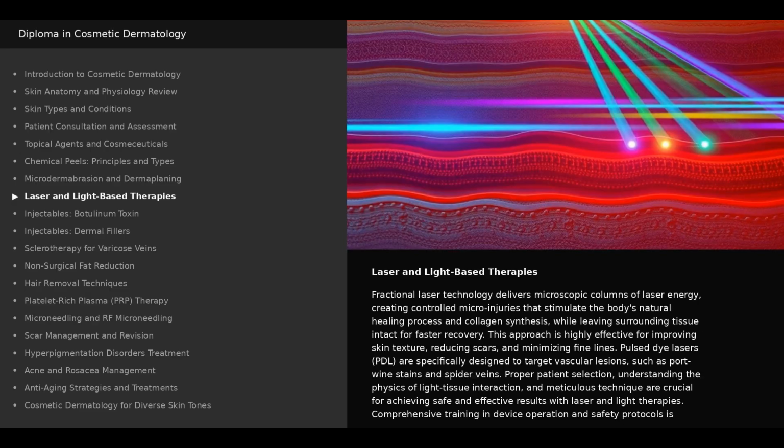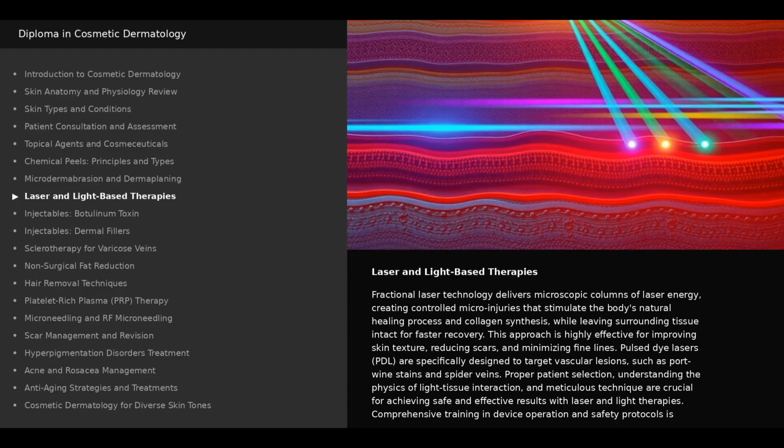Fractional laser technology delivers microscopic columns of laser energy, creating controlled micro-injuries that stimulate the body's natural healing process and collagen synthesis, while leaving surrounding tissue intact for faster recovery. This approach is highly effective for improving skin texture, reducing scars, and minimizing fine lines. Pulsed dye lasers, PDL, are specifically designed to target vascular lesions, such as port wine stains and spider veins.